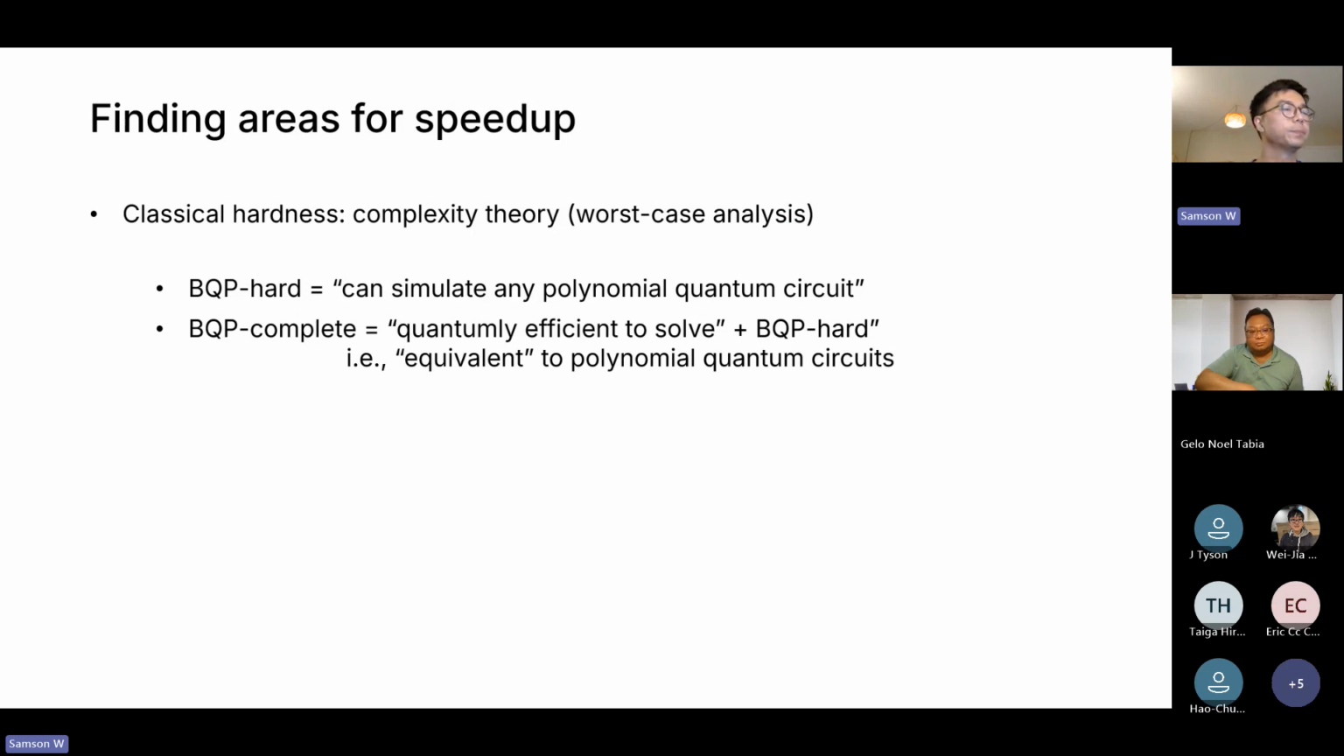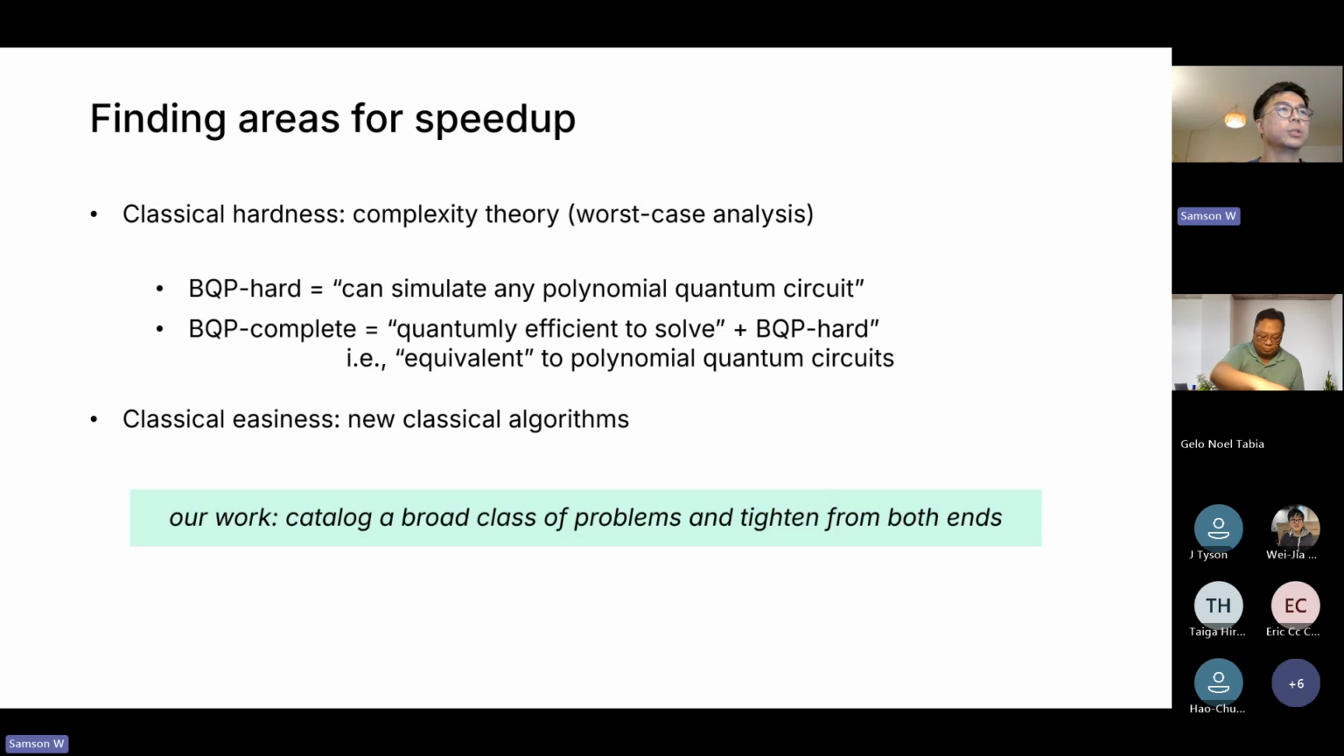The other direction in which we will investigate possible areas of speedup is to identify areas of classical easiness, where we don't suspect there to be quantum advantage. To do this, we will simply investigate new classical algorithms. So in our work, we catalog a broad class of problems, investigate them from both ends, tighten results and prove new ones.